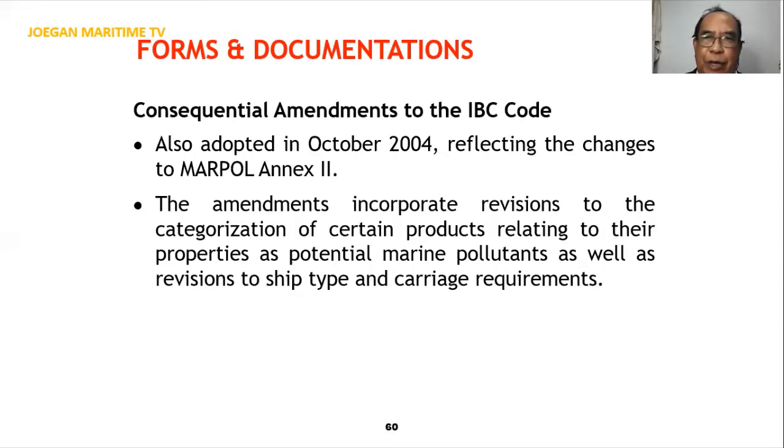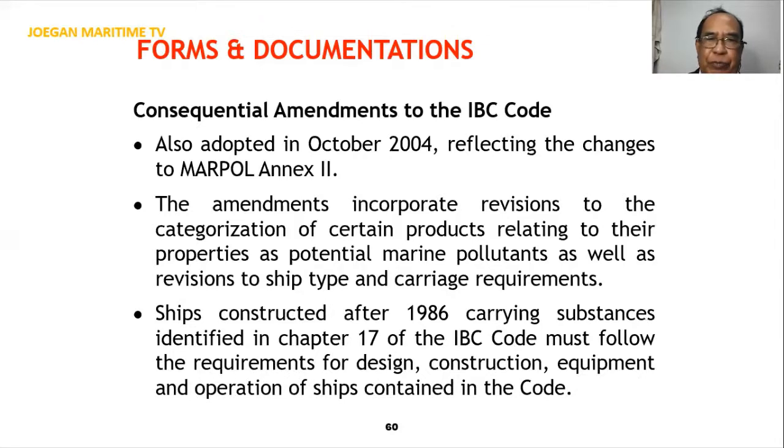Consequential amendments to the IBC Code, also adopted in October 2004, reflecting the changes of MARPOL Annex 2. The amendments incorporate revisions to the categorization of certain products relating to their properties as potential marine pollutants, as well as revisions to ship type and carriage requirements. Ships constructed after 1986 carrying substances identified in Chapter 17 of the IBC Code must follow the requirements for design, construction, equipment, and operation of ships contained in this code.